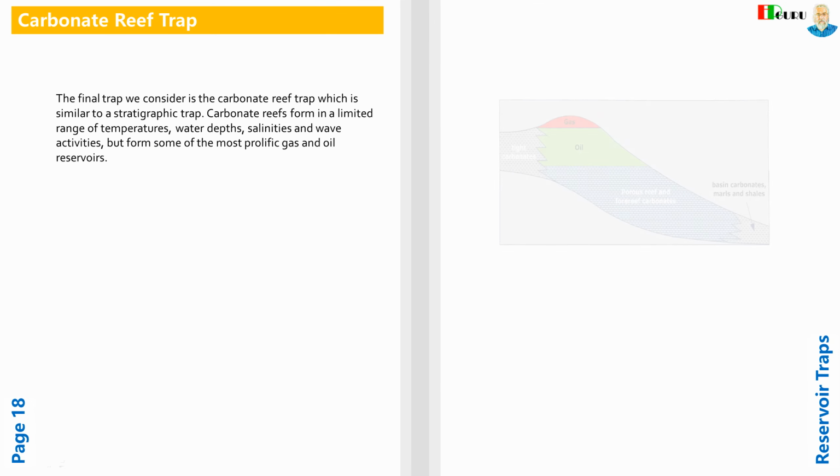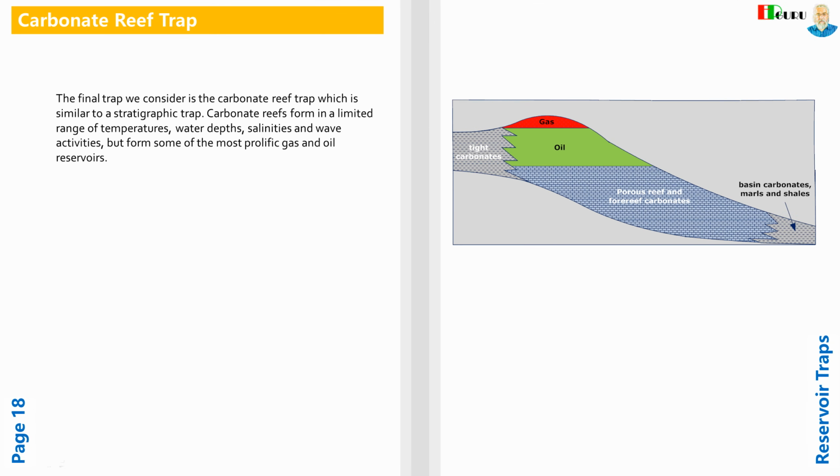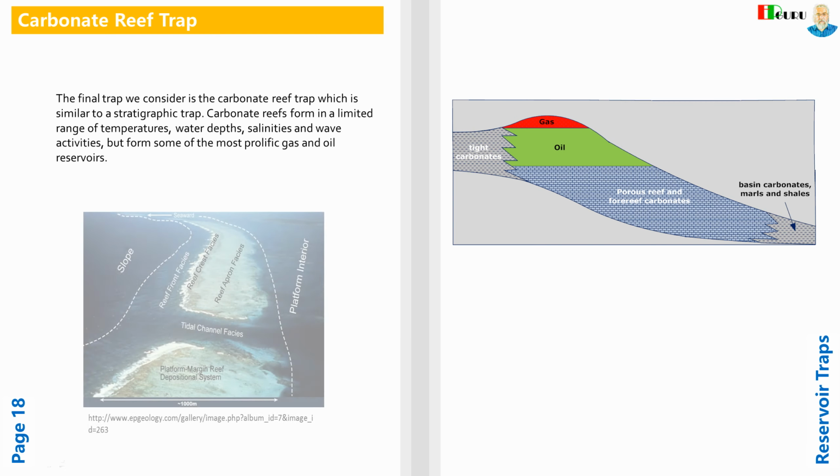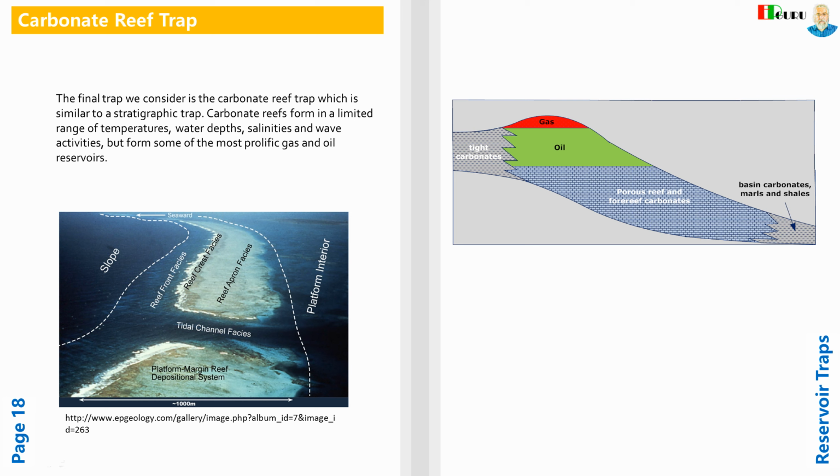The final trap we consider is the carbonate reef trap, which is similar to a stratigraphic trap. Carbonate reefs form in a limited range of temperatures, water depths, salinities, and wave activities, but form some of the most prolific gas and oil reservoirs.